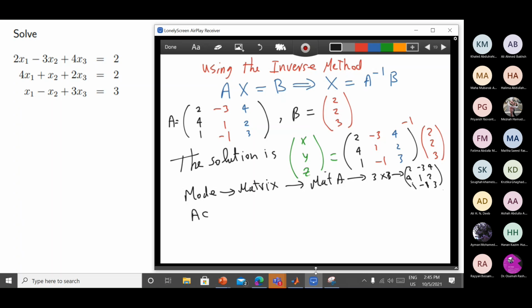Press AC. Go for mode again, matrix. But this time you will choose mat B. Mat B is 3 by 1. Okay, and you input this one: 2, 2, 3. Now press AC.